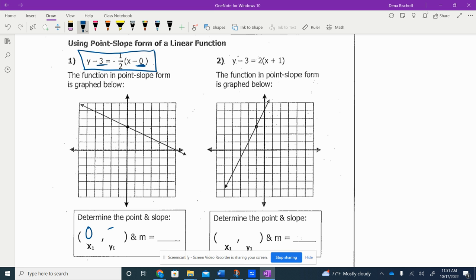Yeah, that's the ordered pair (0, 3), and that makes sense because it crosses the y-axis, or the y-intercept, at 3. And based on the equation, what is my slope? Negative 1/2. And that makes sense because if I go down 1 and over 2, I stay on the line. Okay? All righty, let's look at this equation right here. And Abigail, equation number 2, can you tell me what the ordered pair is from the equation?